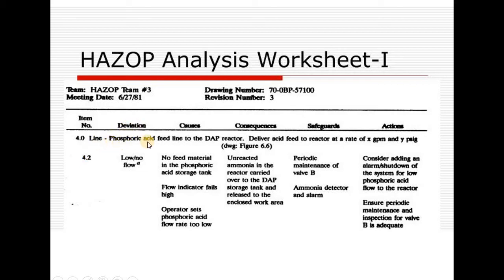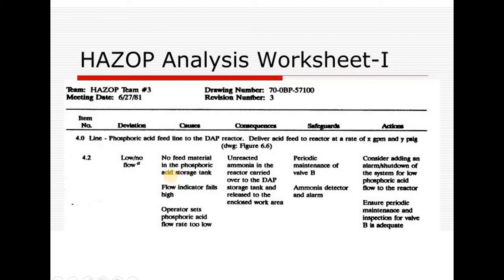We are talking about the phosphoric acid feed line to the DAP reactor. Deliver acid feed to the reactor at a rate of so many GPM and so many PSIG, figure 6.6. So what happens? Either we have less flow or no flow of phosphoric acid. There's no feed material in the phosphoric acid tank. Another cause of why this is happening, why you have no phosphoric acid, no feed material, is that we don't have any input.